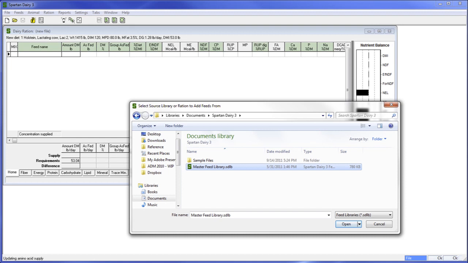Next, we're going to build our feed library. In other words, selecting those feeds that we're going to feed to our dairy cow. You'll go to the master key here, to the library key, and you'll hit the master feed library. You will click on that and you'll open that library, and then you'll have a chance to pick from a number of different feedstuffs listed in the library.